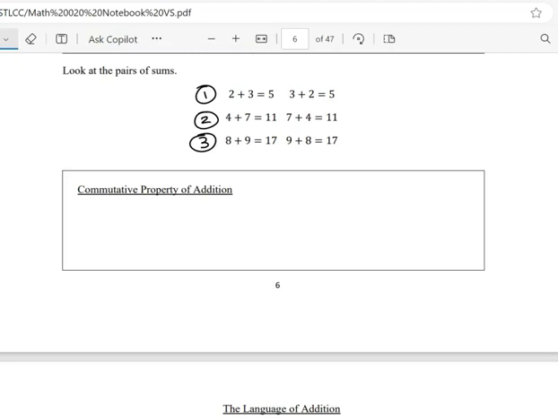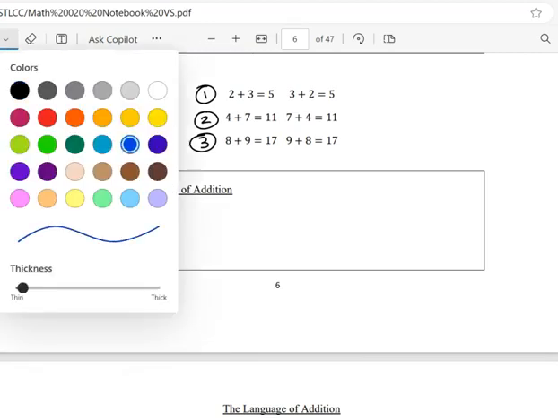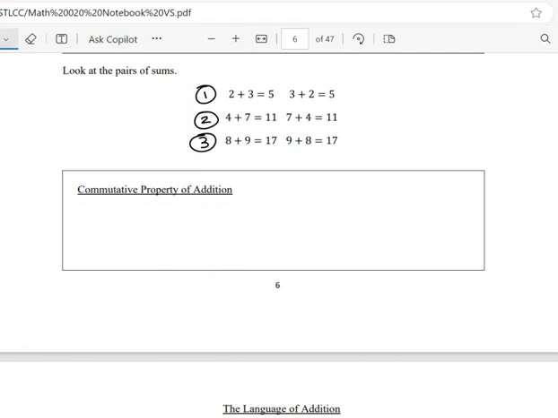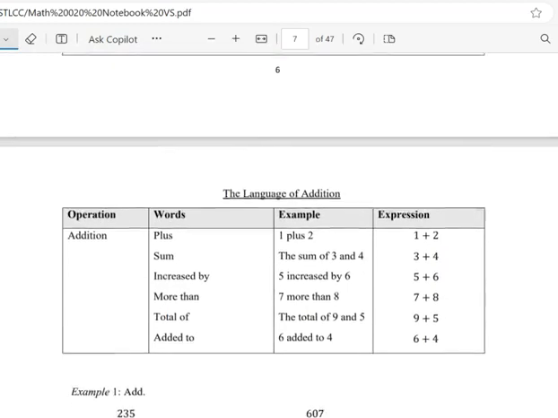So that allows us to formalize this rule for the commutative property of addition: A plus B is the same as B plus A. You can add numbers in any order you want as long as all you're doing is adding the numbers. The order is not important when you're just adding them. So that is the commutative property of addition.